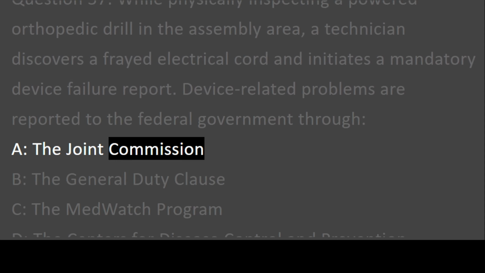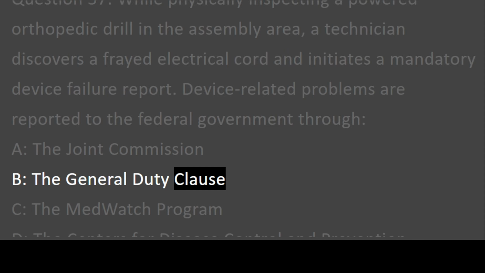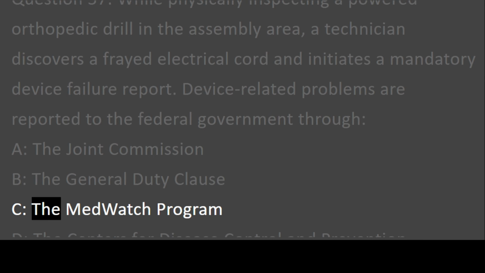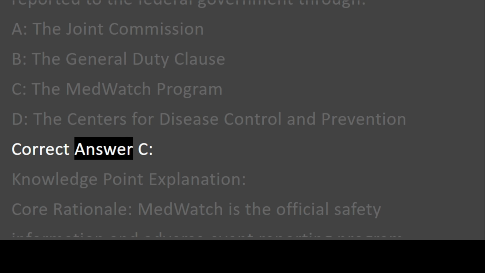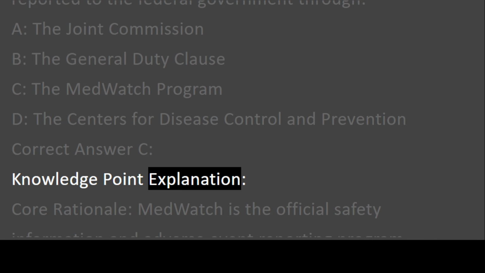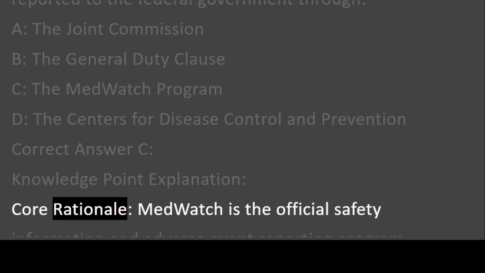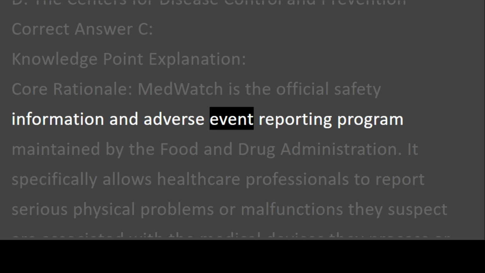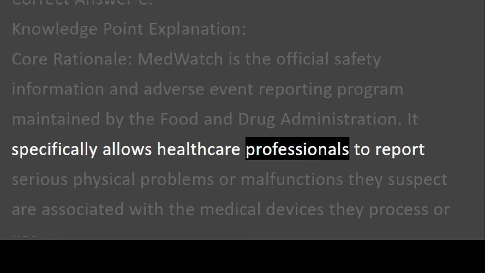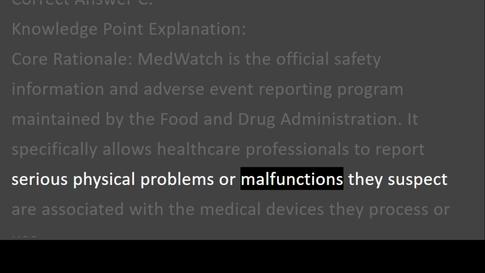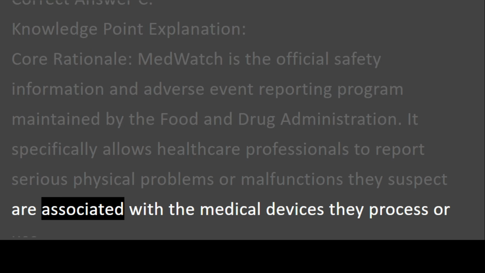The Joint Commission, B. The General Duty Clause, C. The MedWatch Program, D. The Centers for Disease Control and Prevention. Correct answer C. Knowledge point explanation. Core rationale. MedWatch is the official safety information and adverse event reporting program maintained by the Food and Drug Administration. It specifically allows healthcare professionals to report serious physical problems or malfunctions they suspect are associated with the medical devices they process or use.